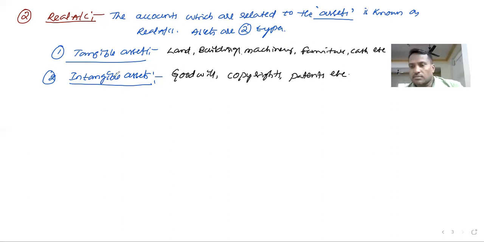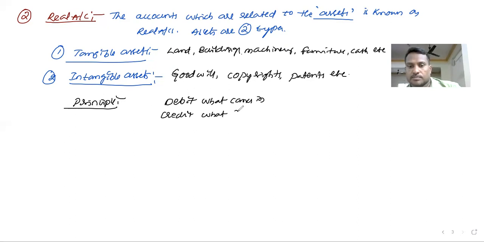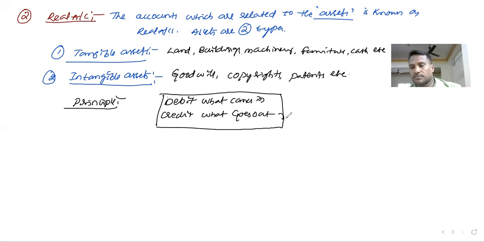So the real account also follows a principle. The principle of the real account: debit what comes in, credit what goes out. This is the basic principle of the real account. How it can be applied, we will discuss in the further classes.